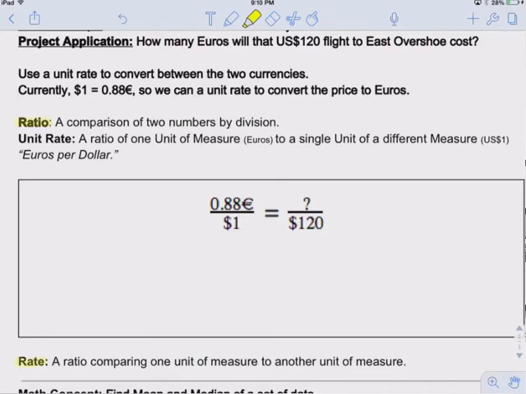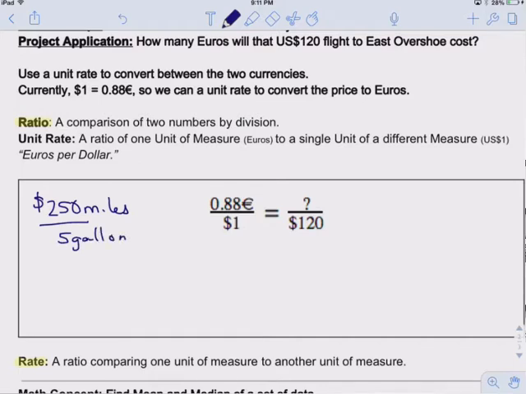Another ratio is called a rate. A rate is a ratio comparing one unit of measure to another unit of measure. For instance, if you know anyone who does a significant amount of driving as part of their job, they may want to track how many miles they go on gallons of gas. So let's say someone travels 250 miles, and they do that on 5 gallons of gas. That is a rate.